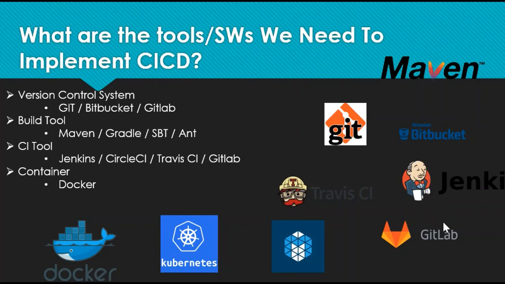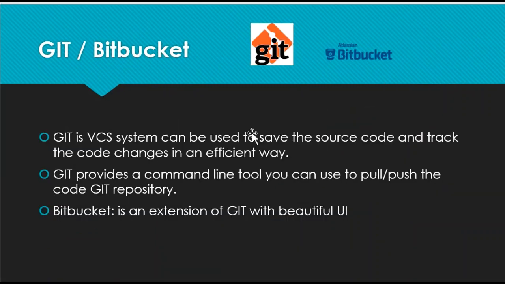First, we need a version control management system. Second, we need a build tool and a continuous integration tool like Jenkins, and a container tool. Let's talk about each and every tool that I have mentioned here: Git, Bitbucket, Maven, Jenkins, Docker. Let's first talk about Git or Bitbucket.